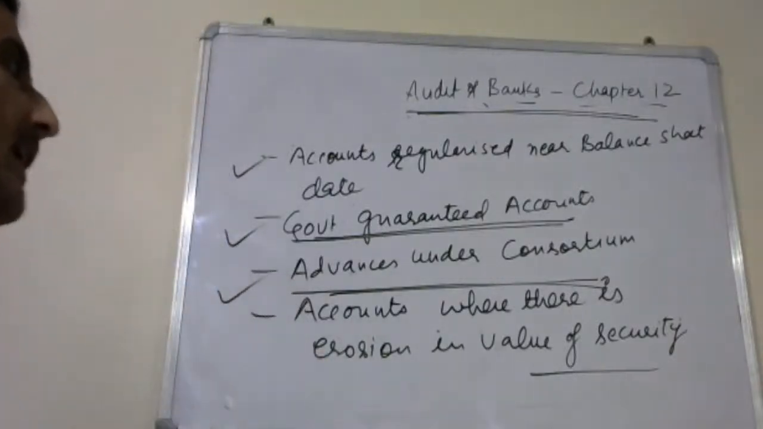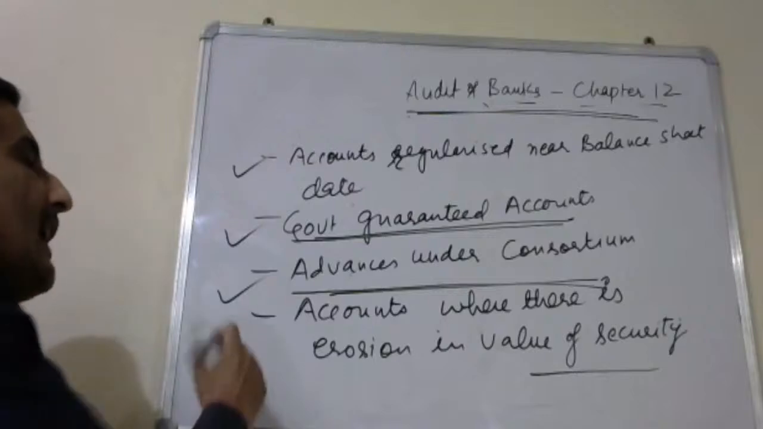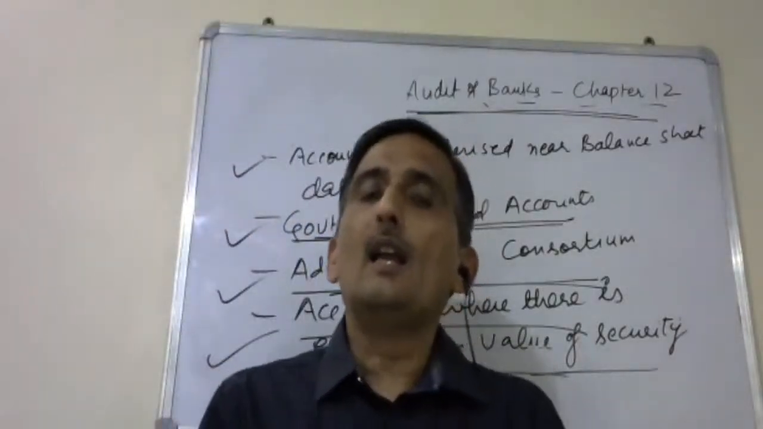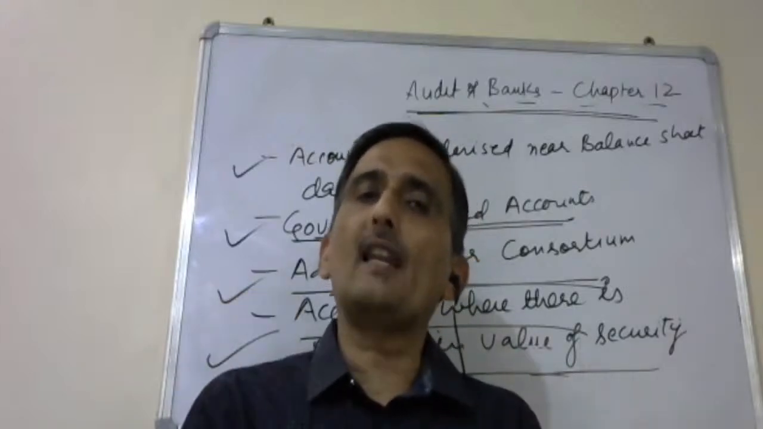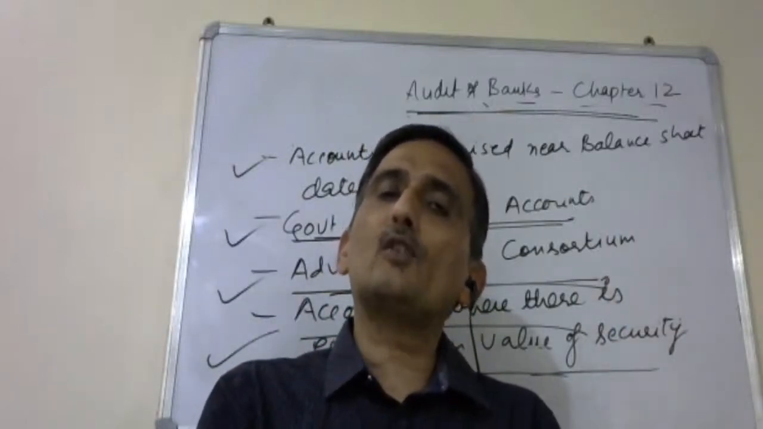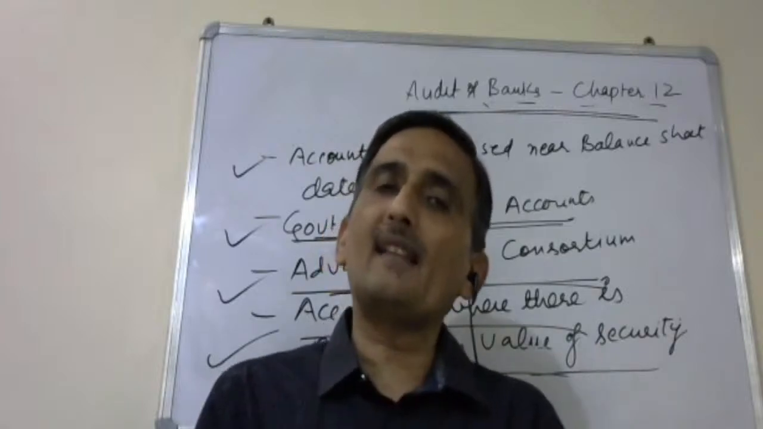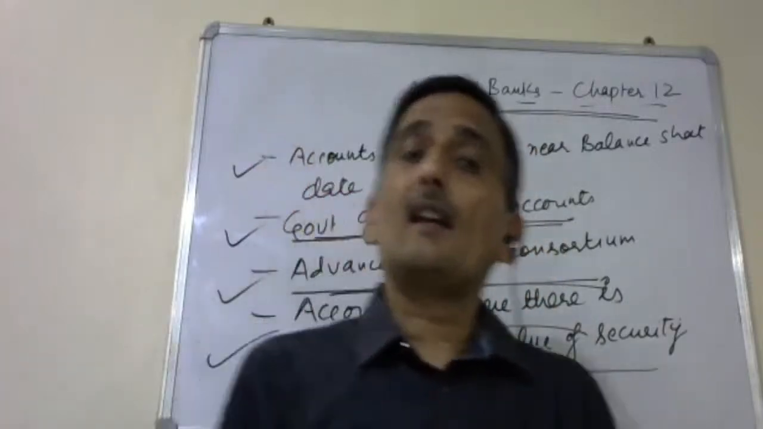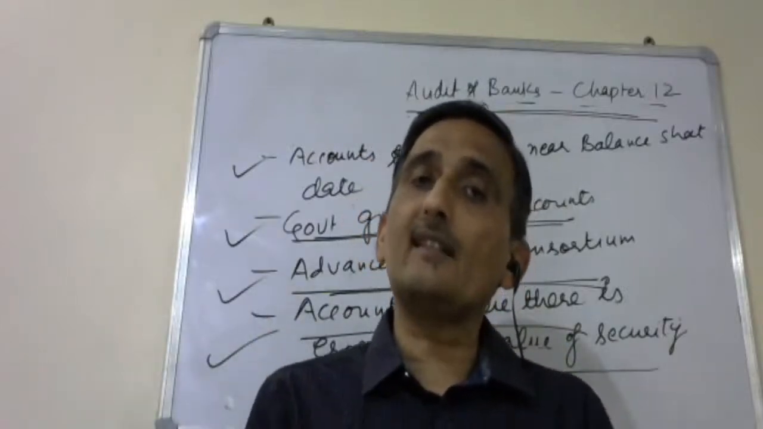Another point is accounts where there is erosion in value of security. Students, I had told you that whenever an account is identified as a non-performing asset, first of all it goes to the substandard category. For the first 12 months it remains in substandard, then it goes to doubtful and is subclassified as D1, D2, D3, depending upon the period. Now, is there a possibility that an account straightaway goes to doubtful or loss asset? Yes, it can happen.